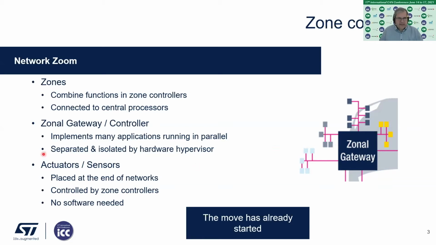And we still see these actuators and sensors that are placed at the end of the networks. So when we look here, they are connected to the zonal gateways, and they're usually controlled by these zone controllers. In today's networks, these are controlled by domain controllers, but zone controllers, at least from the point of view of these sensors and actuators, basically do the same thing. In general, for these actuators and sensors, there's no software needed because they can run here within the zonal gateway. And we see that the move to this kind of applications and architectures has already started.